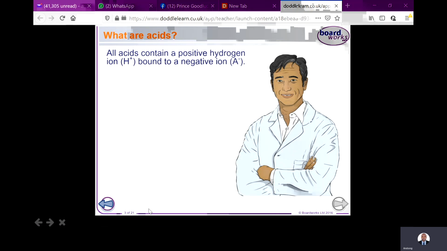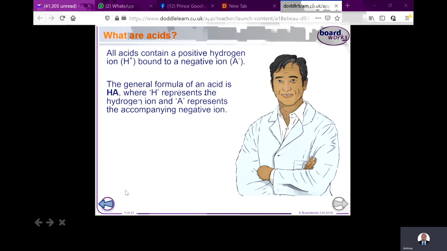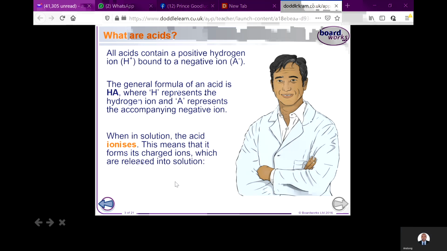What are acids? Acids contain a positive hydrogen ion, which is bonded to a negative anion, and the general formula for acid is HA. Acids ionize in water to produce hydrogen ions.